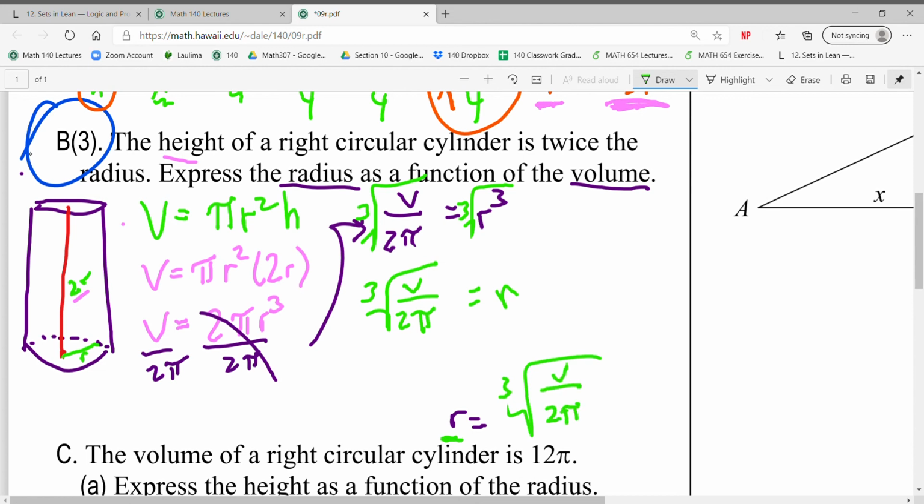So now I have the radius as a function of the volume, right? Because the only variable I have here is V, so it's a function of the volume. Remember, pi is not a variable because it can never change. It's just a number. All right, cool.